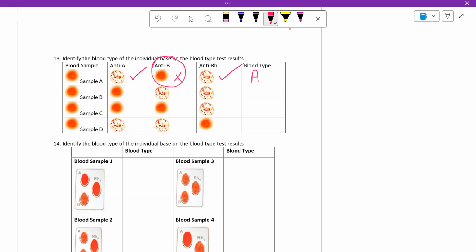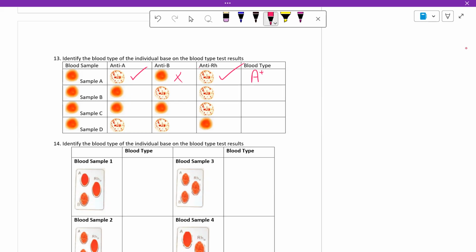No reaction on B, so no B. Reaction with RH, so positive. You will see a lot of these questions in the lab quiz.